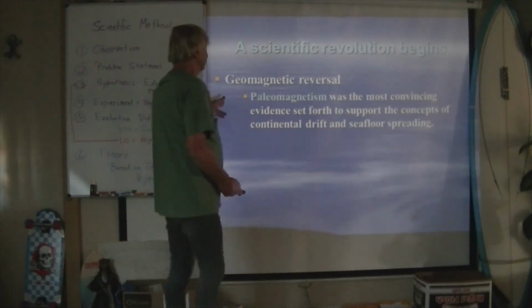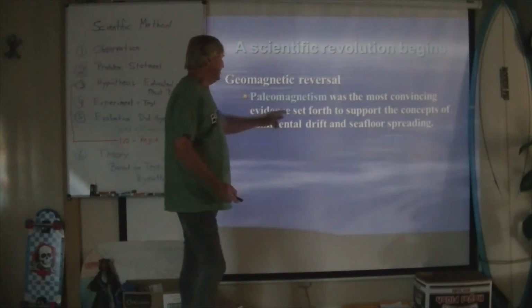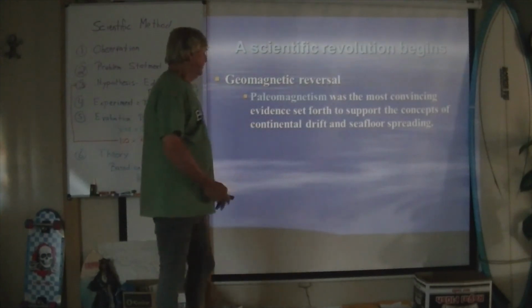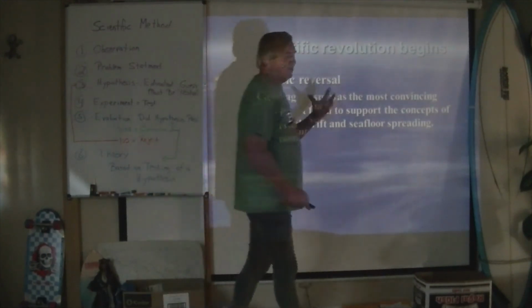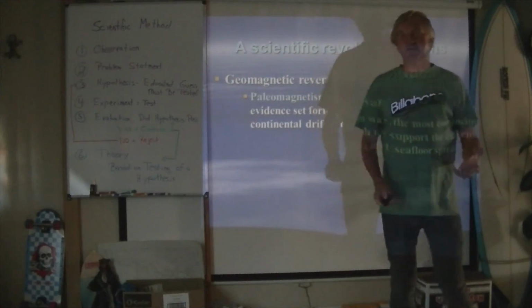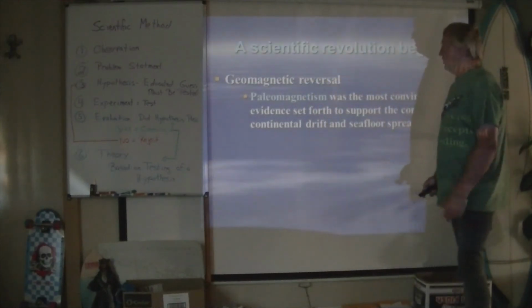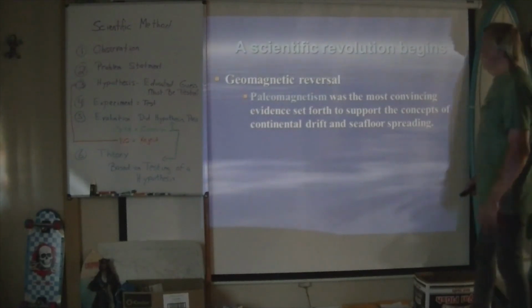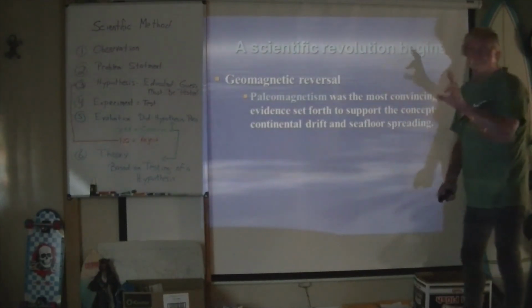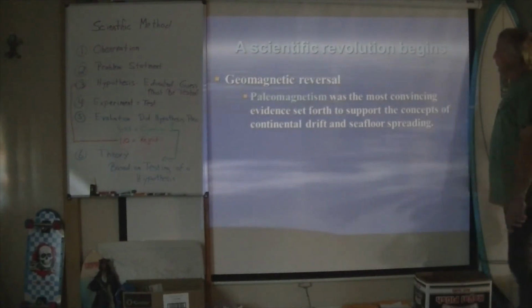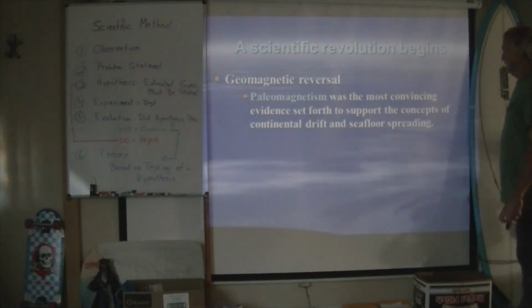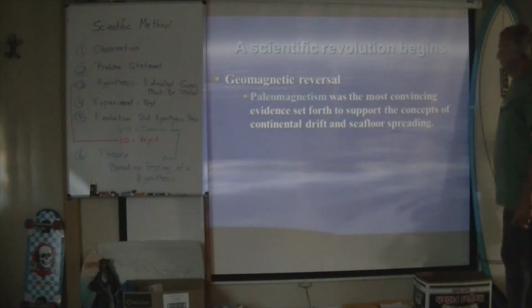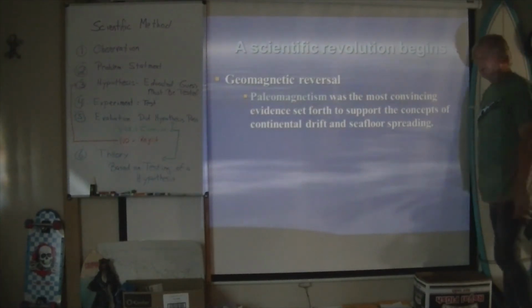So this geometric reversals, paleomagnetism, was the most convincing evidence set forth to support the concept of continental drift. The most convincing evidence of all was this whole concept of magnetism. And magnetism is really an important attribute to science right now. Magnetism and electricity are really close cousins. They're interrelated in a lot of geophysical ways and a lot of physical ways. Their curves are a little bit different, but other than that, it's pretty close. And so magnetism is essentially electricity.